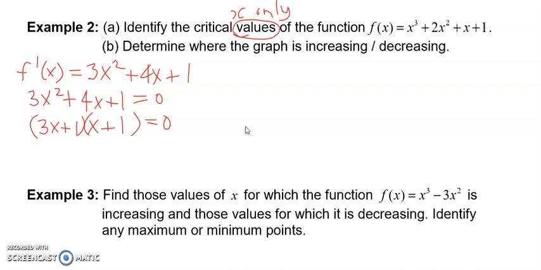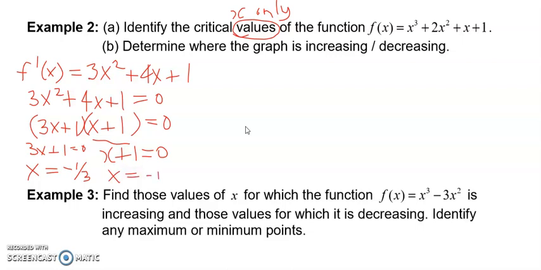So now if you solve each piece, you have 3x plus 1 equals 0. And you bring your 1 over, it becomes negative 1 divided by 3. So here the critical value is negative 1/3. And of course, if x plus 1 is equal to 0, then that tells you that x is equal to negative 1. So there are your two critical values.